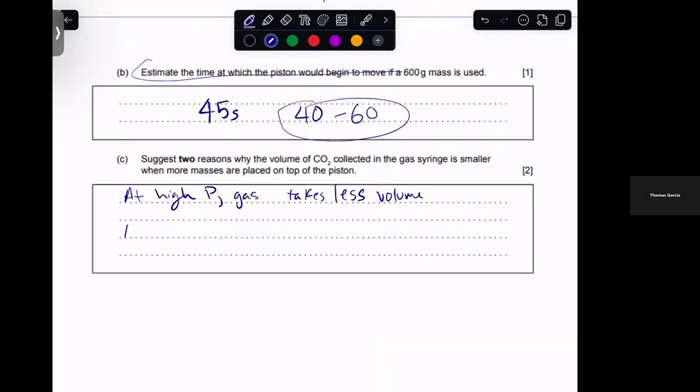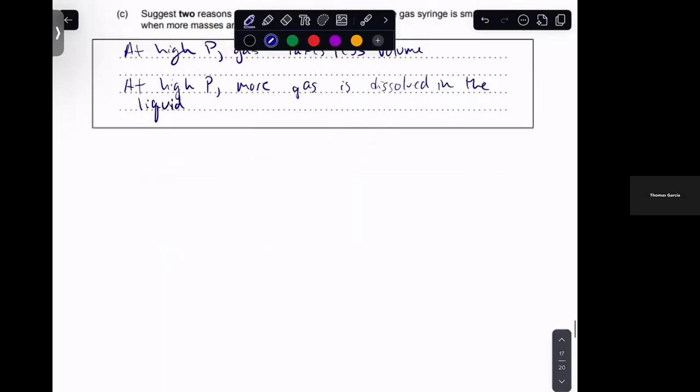The other one is that at high pressure, more gas is dissolved in the liquid. That's kind of why when you open a soda can, you hear that sound, because gas is being released as the pressure in the can equilibrates with the pressure of the outside air. And so we have that decrease in pressure, and gas that was previously dissolved is no longer dissolved.